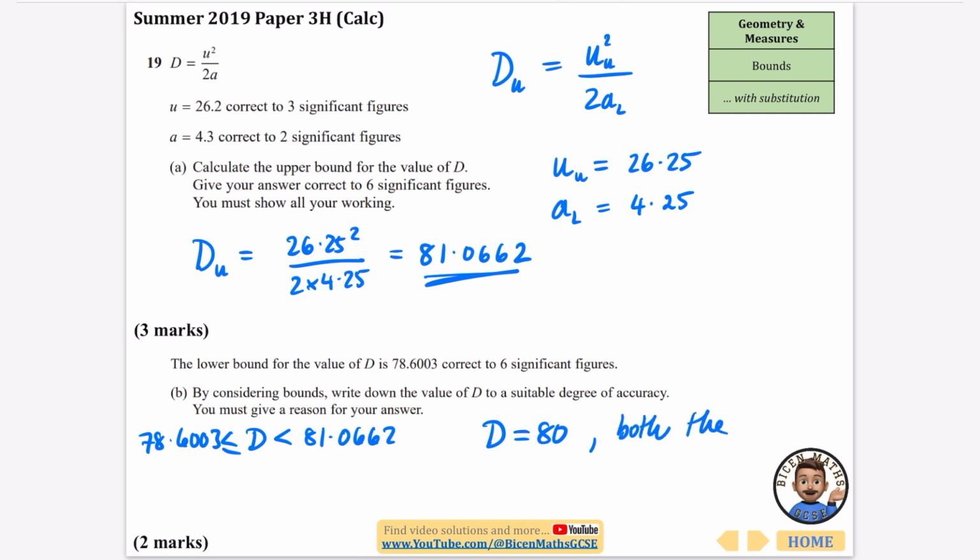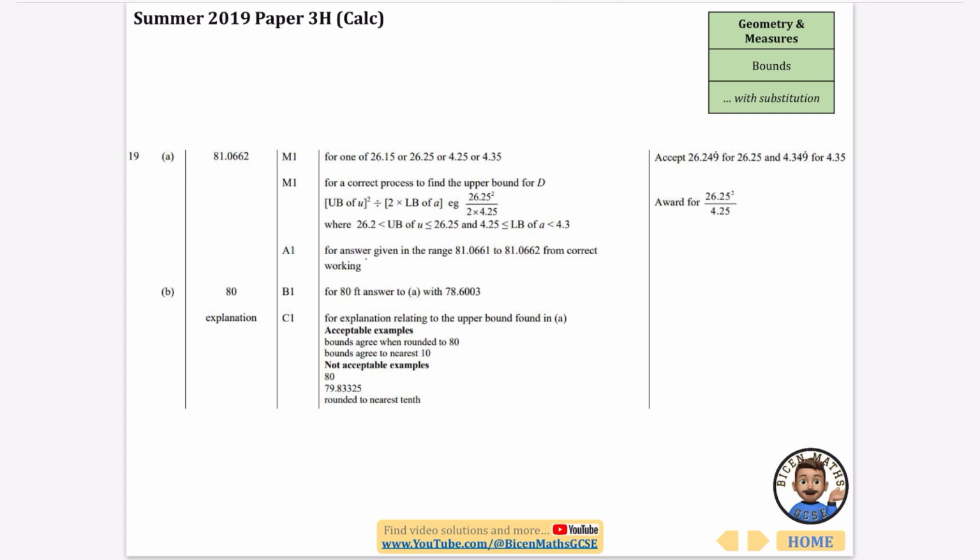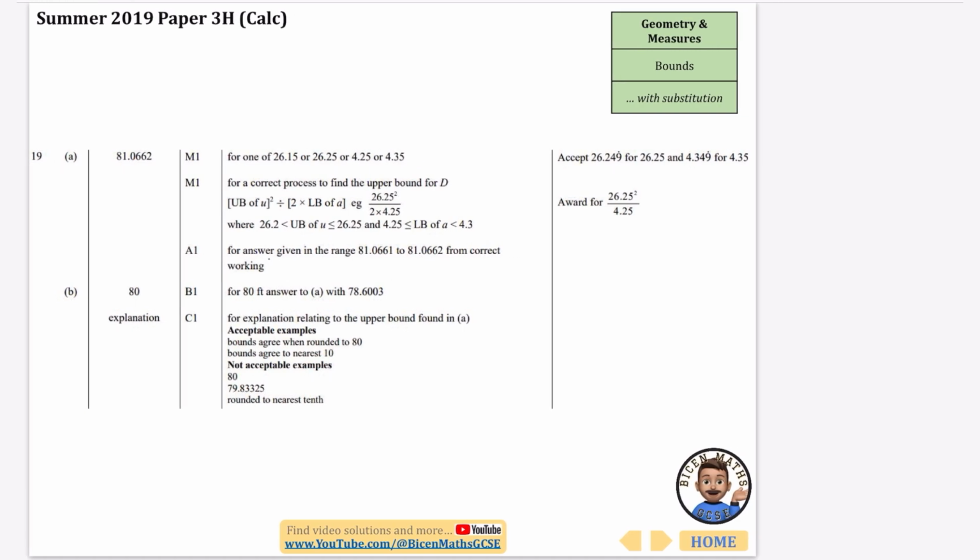Both the bounds round to 80 to one significant figure. Let's see if we've got this one right. So we've got our 80.0662 and we've got 80, and the bounds agree when rounded to 80, or the bounds agree to the nearest 10, or we could say to one significant figure as well.